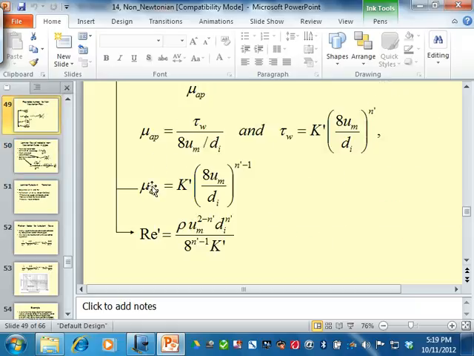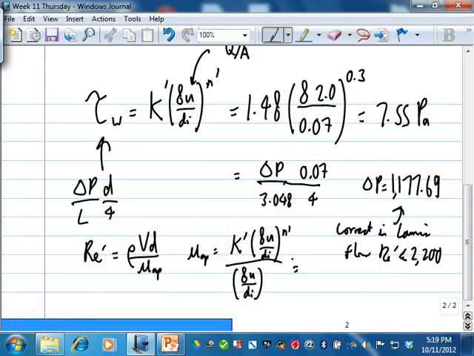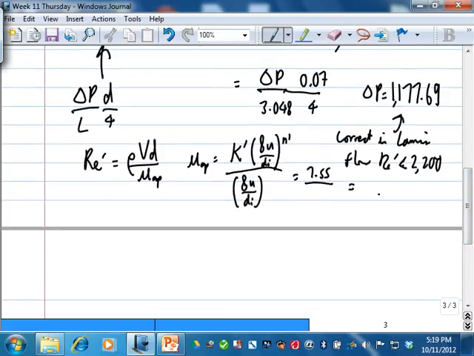Okay? New AP is K prime 8U over di. Correct. So this one we already worked out here: K prime 8U over di to the n prime. This is 7.55. What is this value here? 8U over di. And that one is this one. Right? And then we put this value that we find in here.